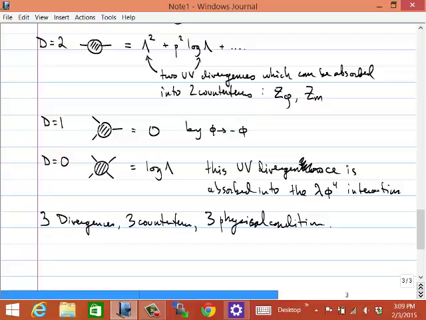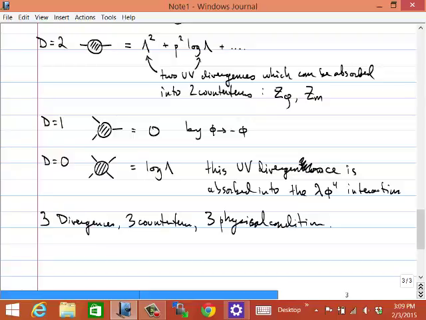And the 3 physical conditions are that you define the renormalized coupling to be the value of the 4-point function at a particular momentum scale. You define the renormalized mass to be the location of the pole in the propagator, and you normalize the field so that the residue of the pole in the propagator is equal to 1. Okay.